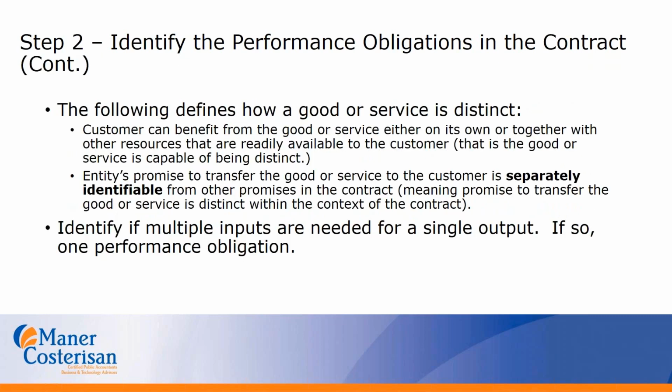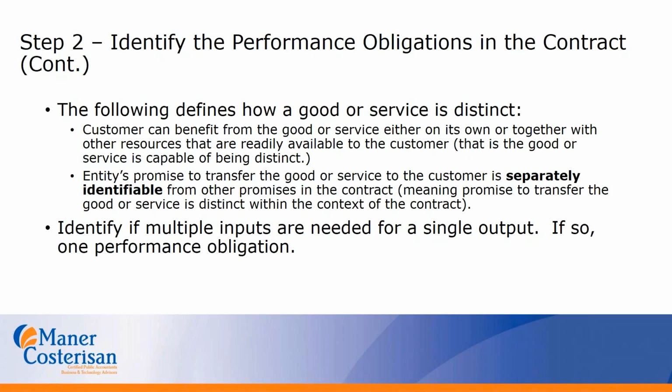As mentioned, it's important to understand what the definition of distinct means as part of ASC 606 as well. So the following criteria define how a good or service is distinct. Quick side note as well, both of these indicators need to be met to identify a distinct good or service. But as you can see on the slide, customers can benefit from goods or service either on its own or together with other resources that are readily available to the customer. That is, the good or service is capable of being distinct.